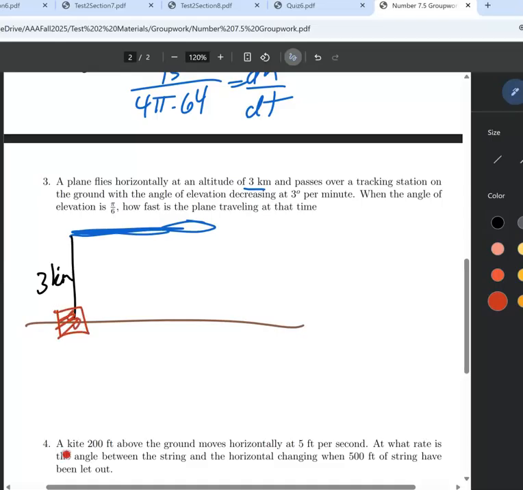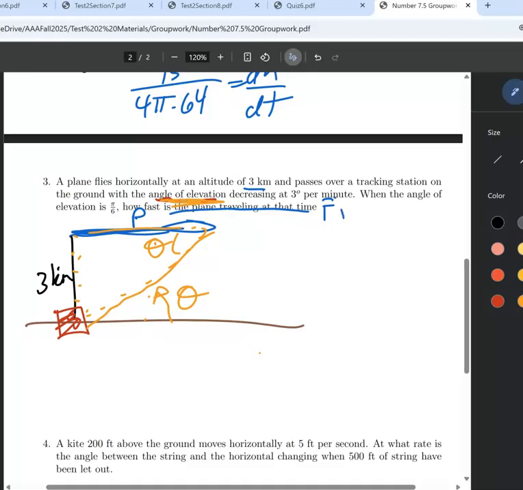Okay, and the angle of elevation. So I think this is the hardest part. Angle of elevation is from the ground up. So that's what they're talking about, that theta. But I really want this theta because I want to use this triangle, and you know these angles are the same. Okay, so then this is the plane, and so I think, oh, look at that.